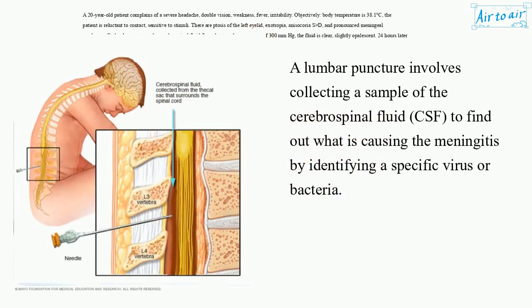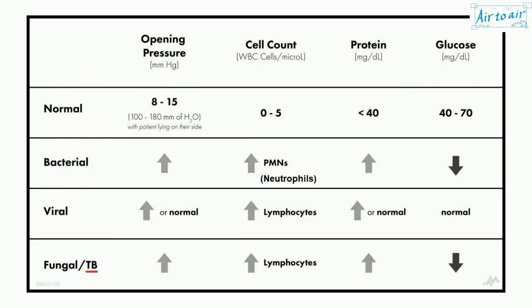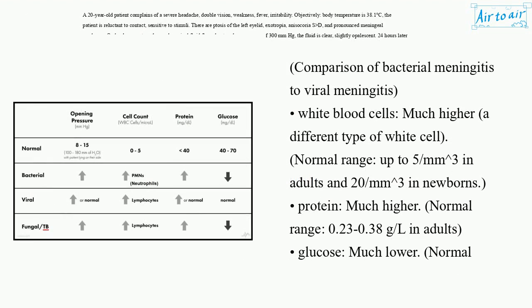A lumbar puncture involves collecting a sample of the cerebrospinal fluid, CSF, to find out what is causing the meningitis by identifying a specific virus or bacteria. Comparison of bacterial meningitis to viral meningitis. White blood cells, much higher, a different type of white cell.